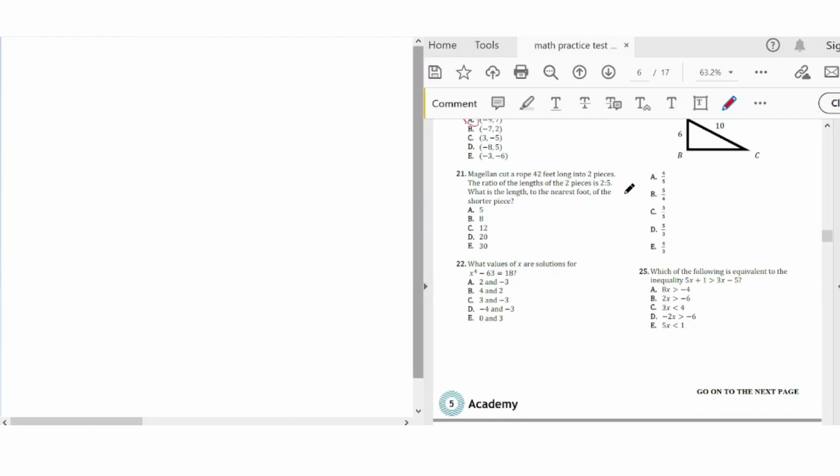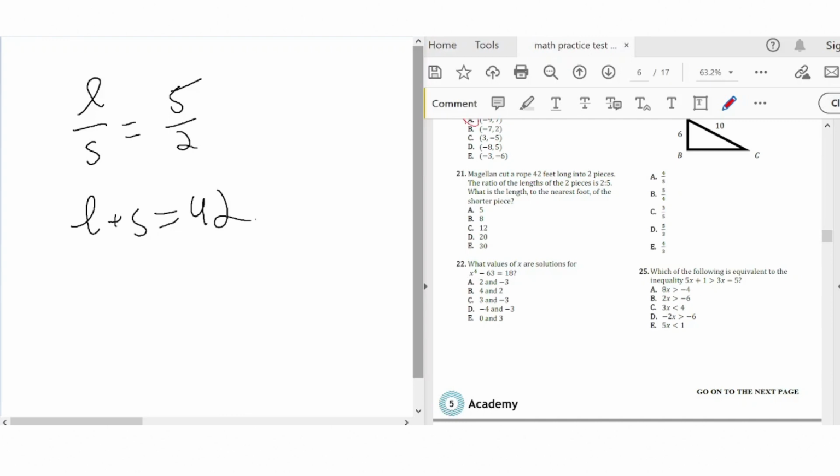Magellan cut a rope 42 feet long into 2 pieces. The ratio of the lengths of the 2 pieces is 2 to 5. What is the length, to the nearest foot, of the shorter piece? So I'm going to write out 2 equations to solve this. Okay, so we can figure out the length of the shorter piece from these 2 equations. Got 2 variables, 2 equations, it works out.